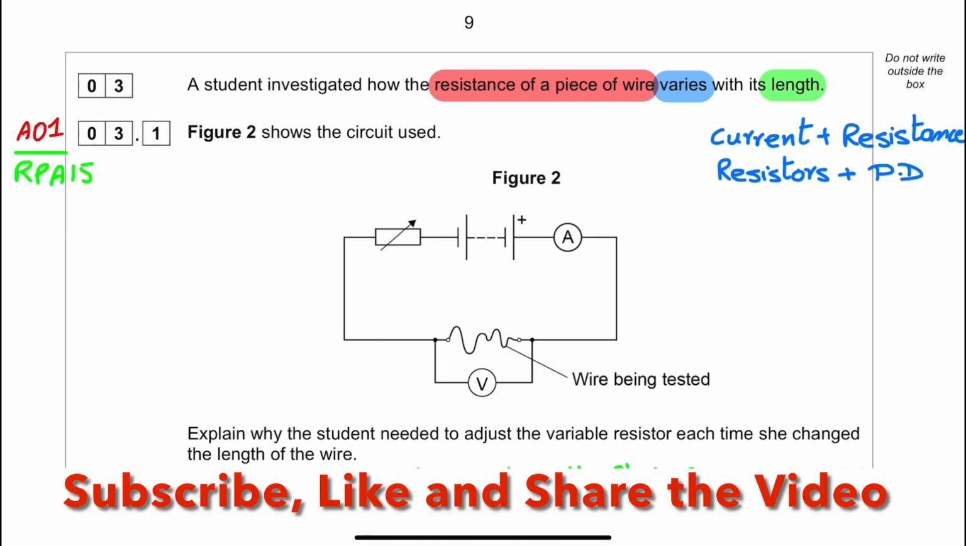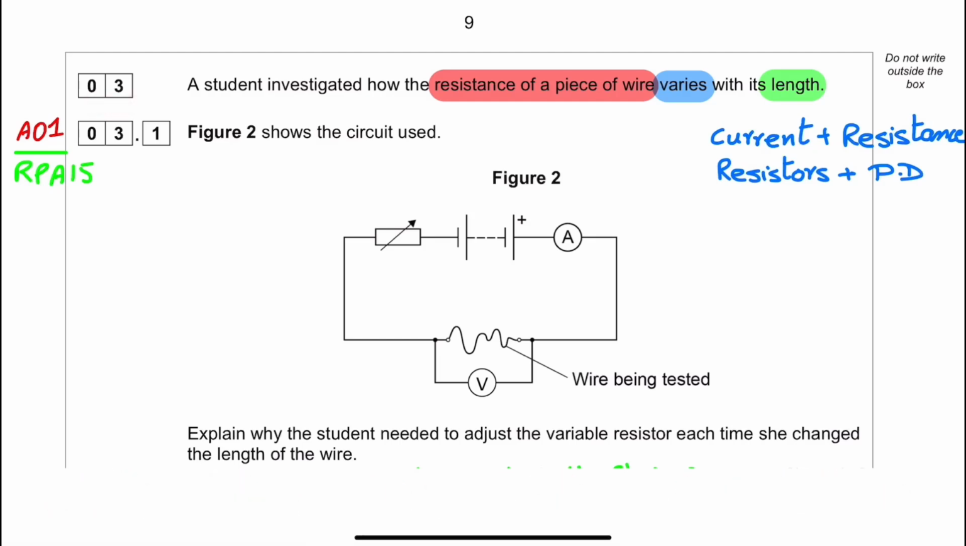Question number 3. A student investigated how the resistance of a piece of wire varies with its length. 3.1 is an AO1 question and it is from the required practical activity number 15. The student must have the information about the practical about this topic. Figure number 2 is shown here. If you look into figure number 2, it shows a circuit diagram.